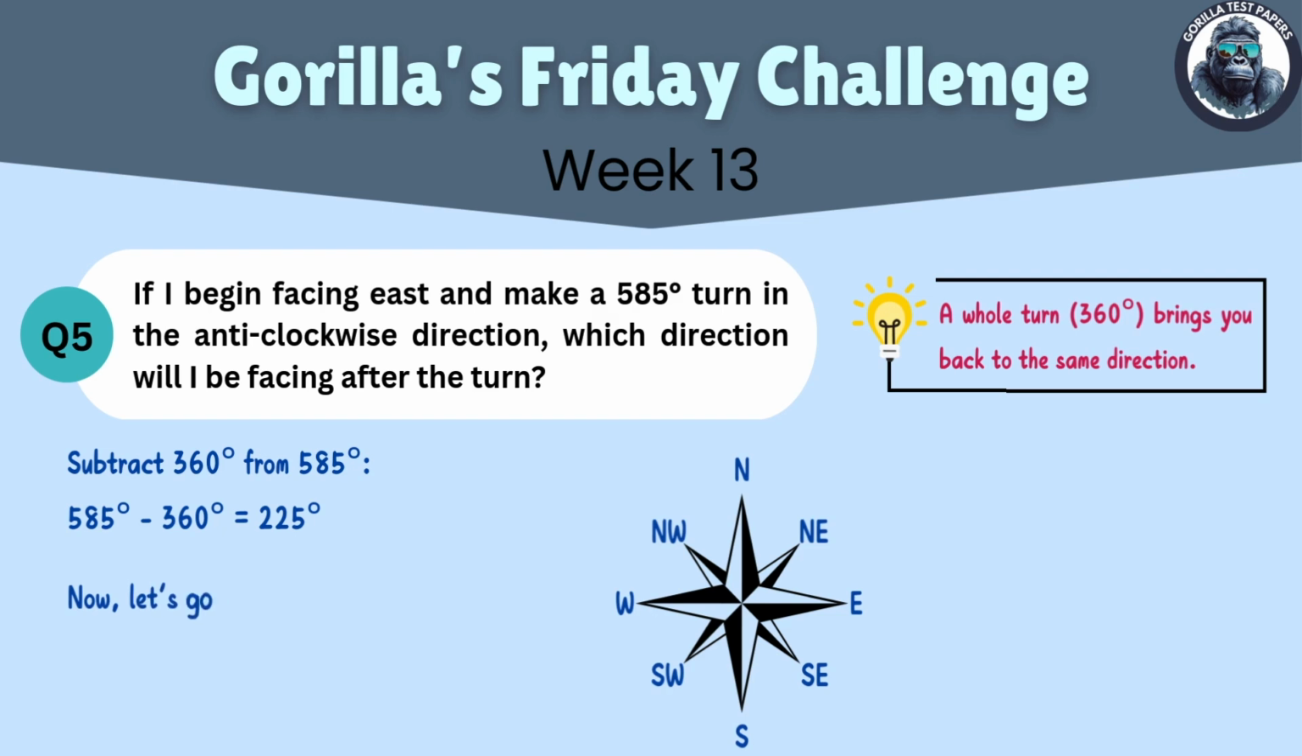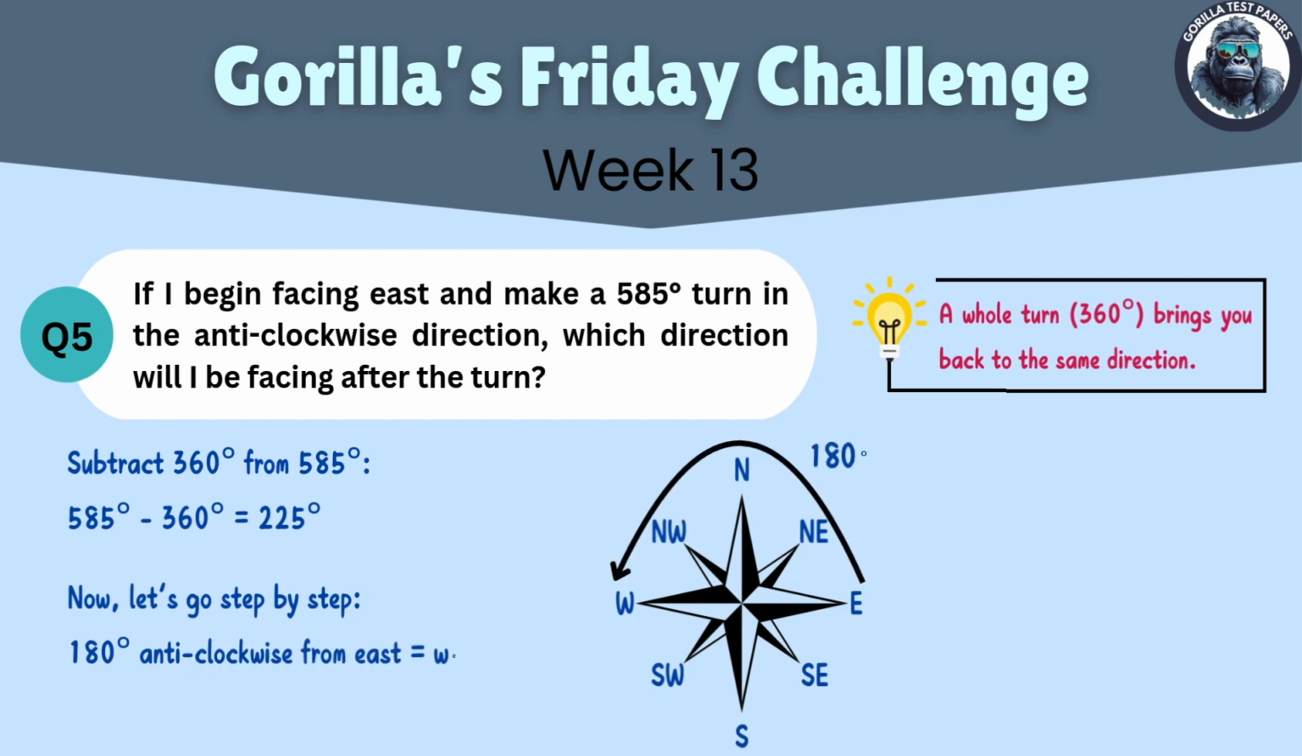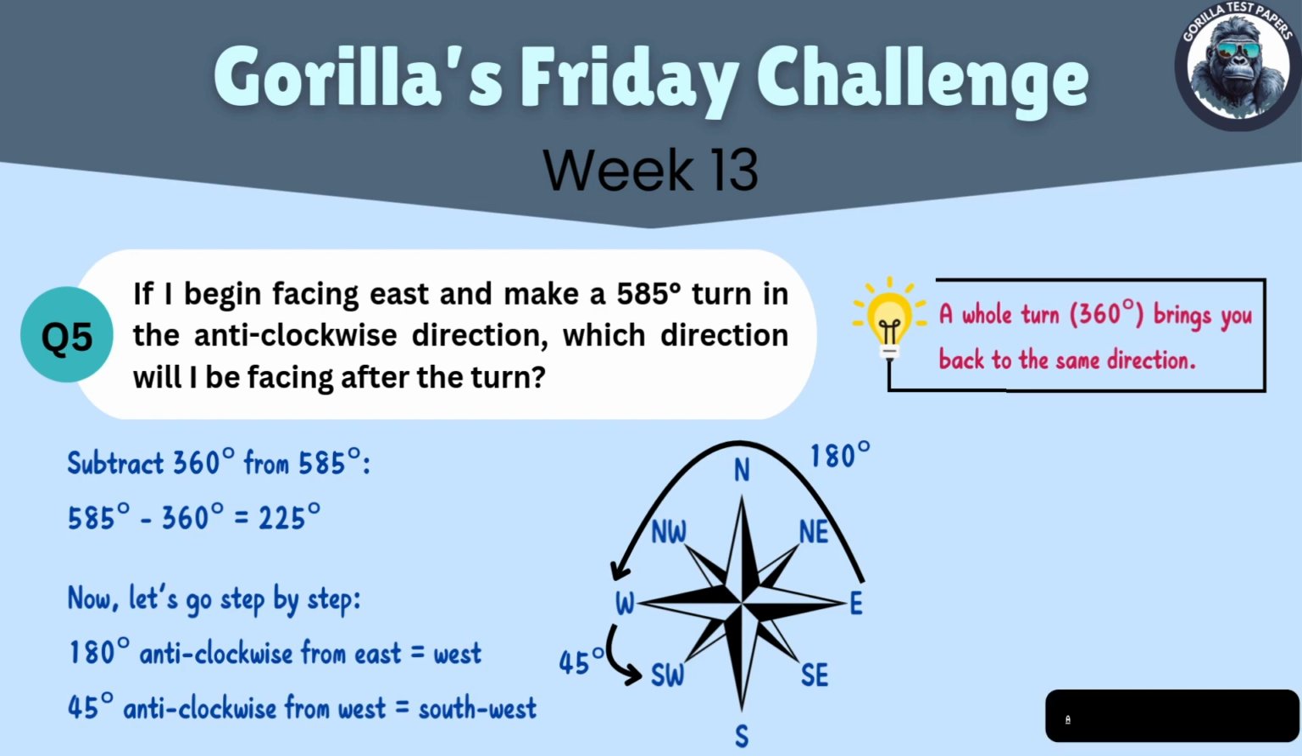So now let's break it down step by step. First we can do a 180 degrees anti-clockwise turn from east, which takes us to west. Then we still have 45 degrees more to turn anti-clockwise, because when we take away 180 from 225, it gives us 45. And so a 45-degree anti-clockwise turn from west takes us to southwest. So therefore, after a 585 degrees anti-clockwise turn from east, I'll be facing southwest. This is the answer for this question.